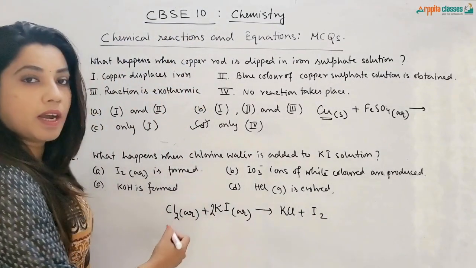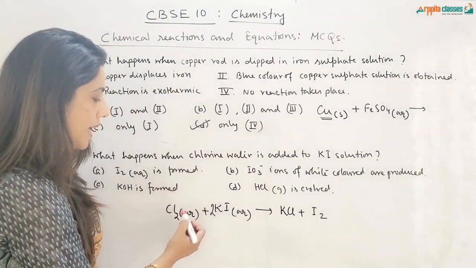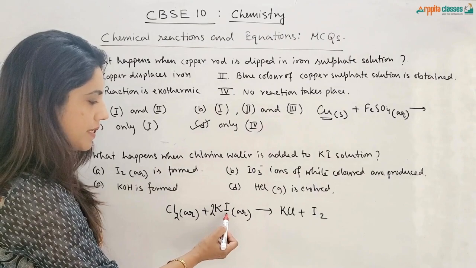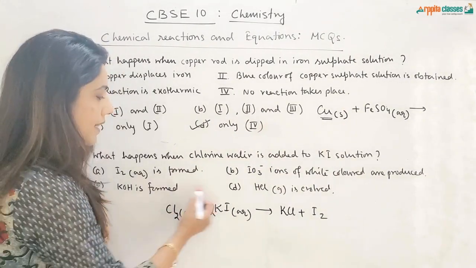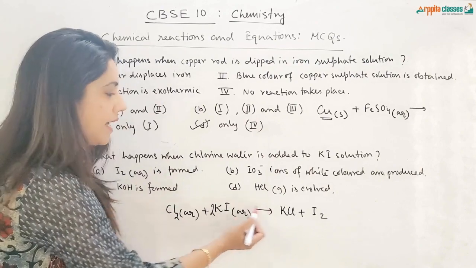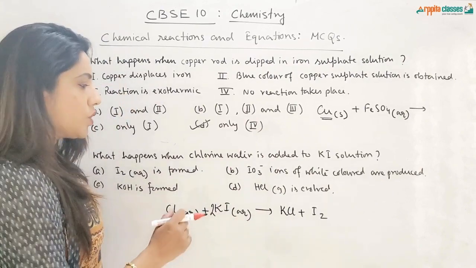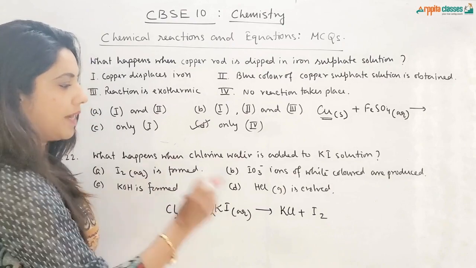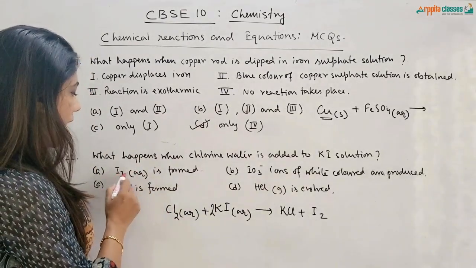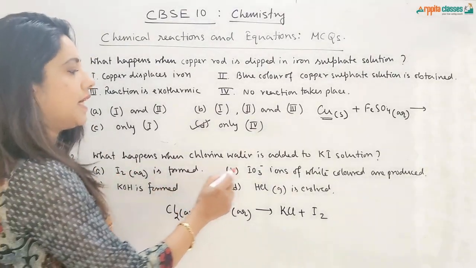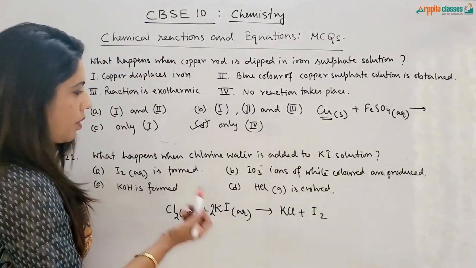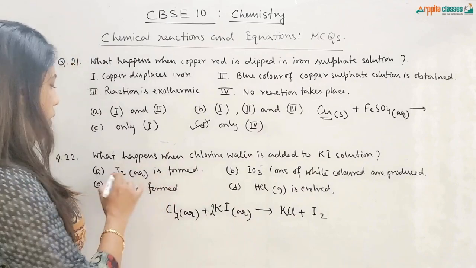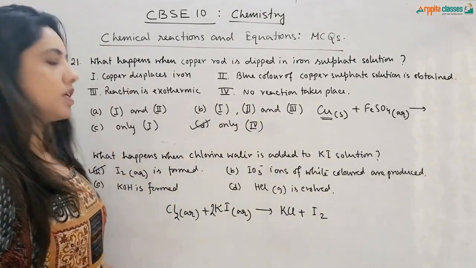This is also a displacement reaction. Chlorine is displacing iodine, because chlorine is more reactive than iodine, and that is why it is taking the place of iodine. So it should form I2 and KCl. Let us see the options. I2 aqueous is formed, yes, it is correct. IO3 minus ions of white color are formed, no. KOH is formed, no. HCl is evolved, no. So the option is I2 is formed.